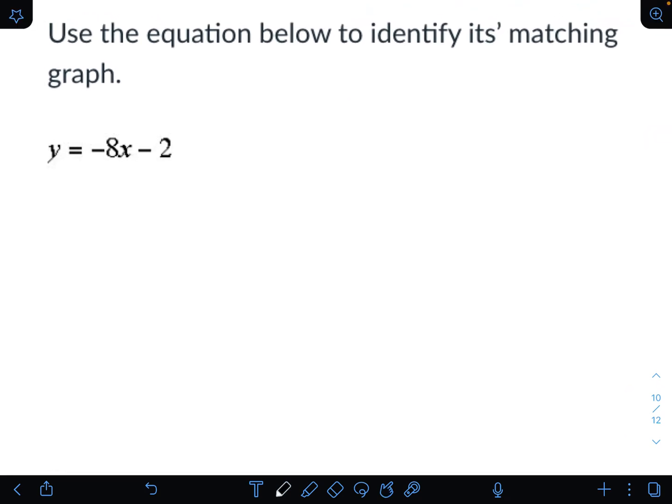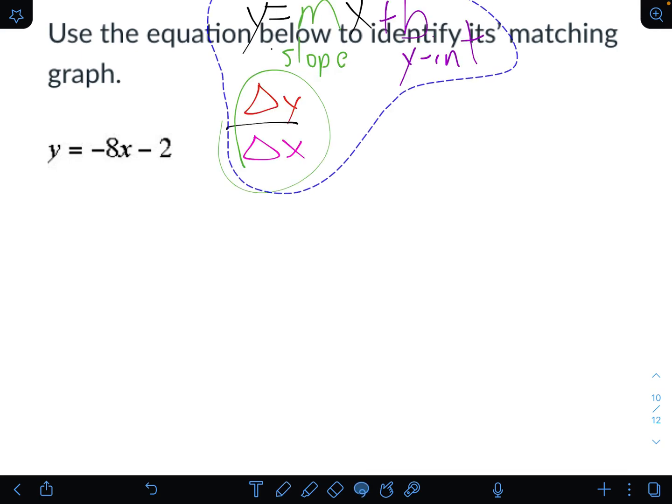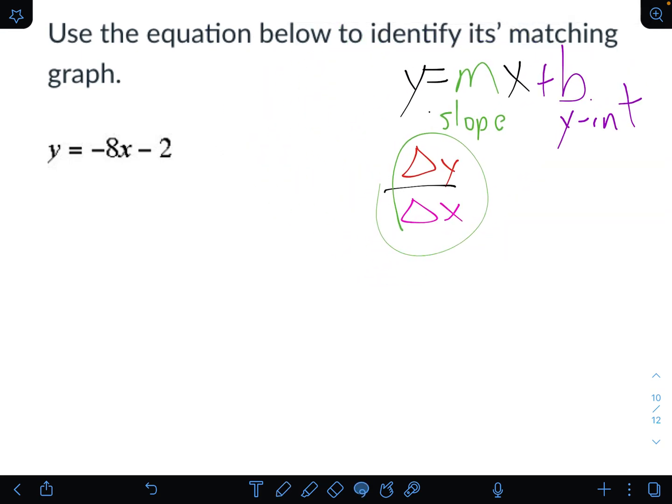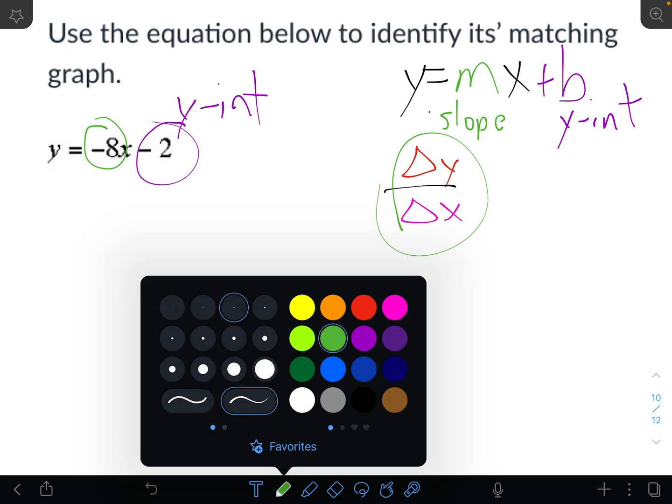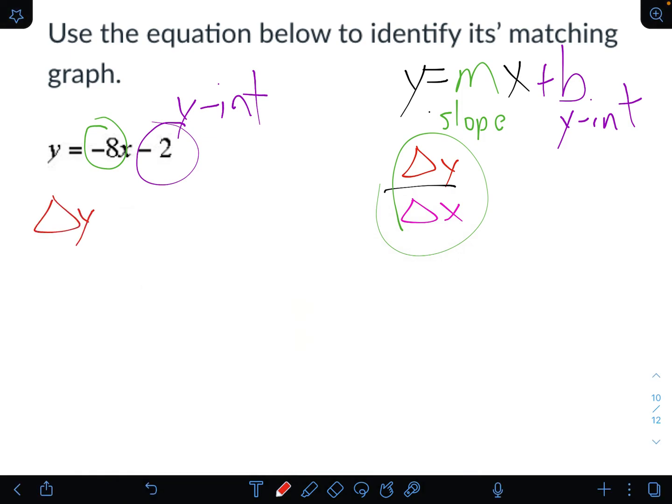Okay, let's do one more. So, I'm not going to do the color thing. Actually, I probably will. But let's do this first. Wha-bam! Perfect. So the y-intercept is -2. The slope is -8, which means our change in y is -8. And that's -8 over 1. So the change in x is 1. Okay, we got everything. So let's make this graph.